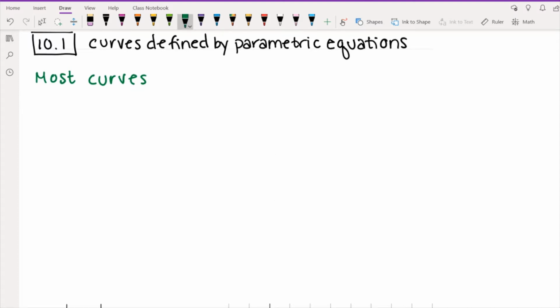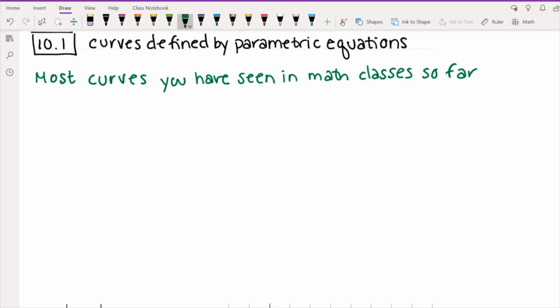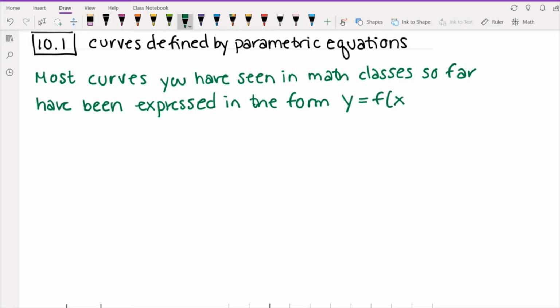So most curves you have seen in math classes so far have been expressed in the form where you either have y as a function of x, or sometimes you'll have x as a function of y. So for example, you might have a function like y is equal to 4x minus x squared, right? That's describing y as a function of x.